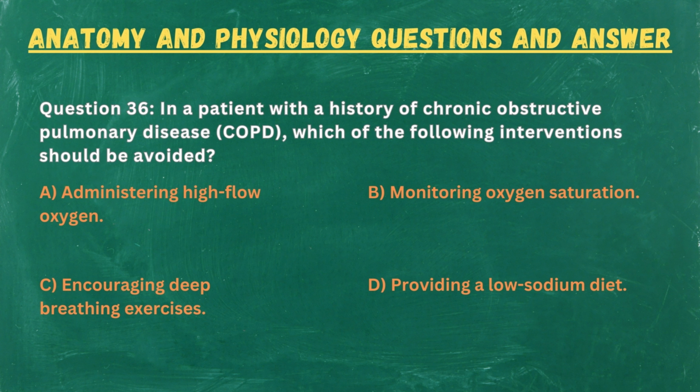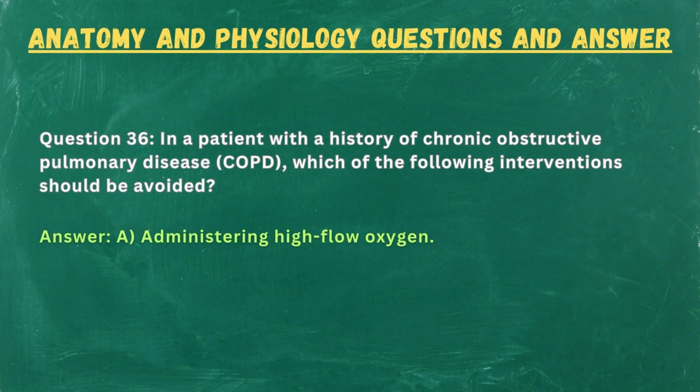Question 36. In a patient with a history of chronic obstructive pulmonary disease, COPD, which of the following interventions should be avoided? A. Administering high-flow oxygen. B. Monitoring oxygen saturation. C. Encouraging deep breathing exercises. D. Providing a low-sodium diet. Answer A. Administering high-flow oxygen.